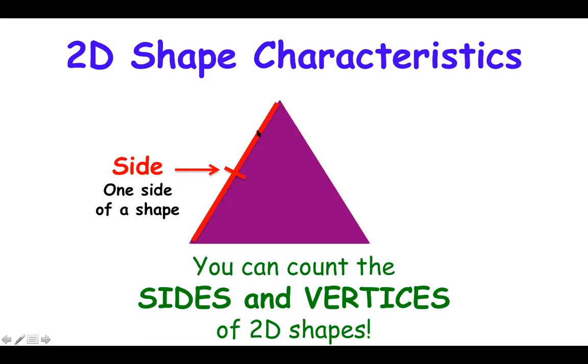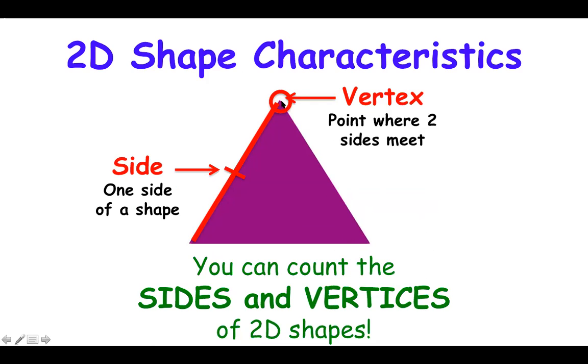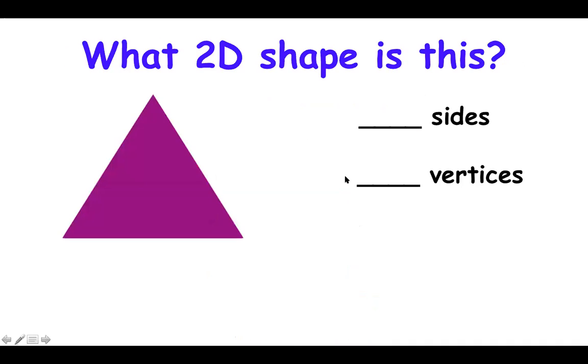Here we have one side, and here we have another side. They meet together at this point on top called the vertex. A vertex is the point where two sides meet each other. So two-dimensional shapes have sides and vertices. They don't have flat surfaces or edges or vertices the same way. They have sides and vertices that are different.